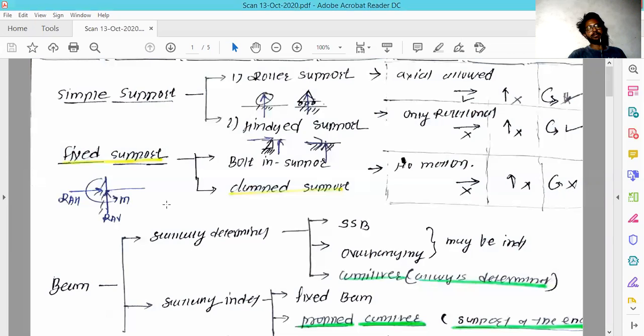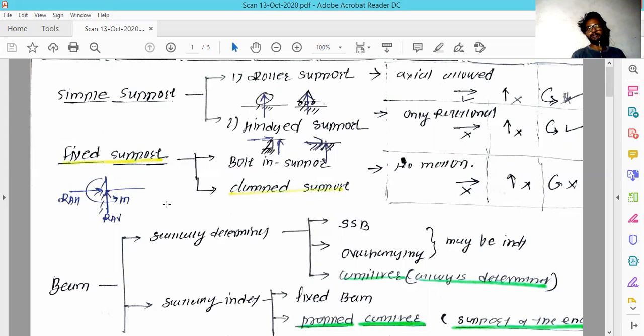So this is the first topic, support. Support is divided into two kinds: first is the simply supported, and second is the fixed support. Simply supported is also categorized into two subcategories: one is the roller support, and another is the hinge support. Most of you are familiar with this, because if you are studying for the GATE, you have seen this thing throughout your engineering studies.